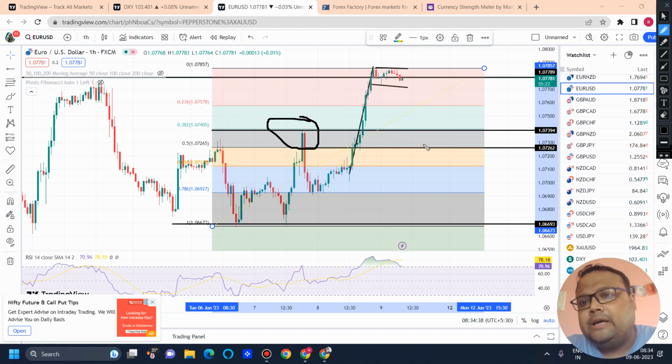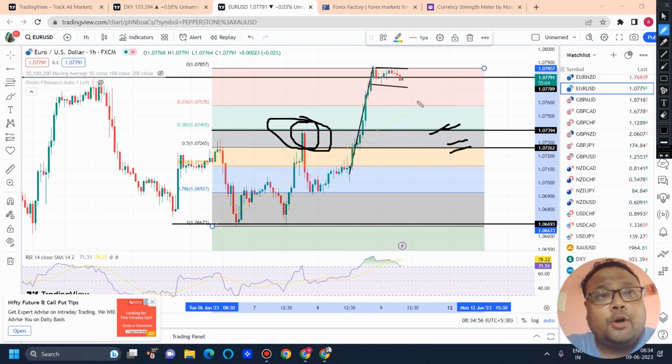And then we also have Fibonacci 50% retracement around 1.0726. Okay, so these are the two Fibonacci retracement levels, but here the resistance will also be working as support. These are the two support levels.